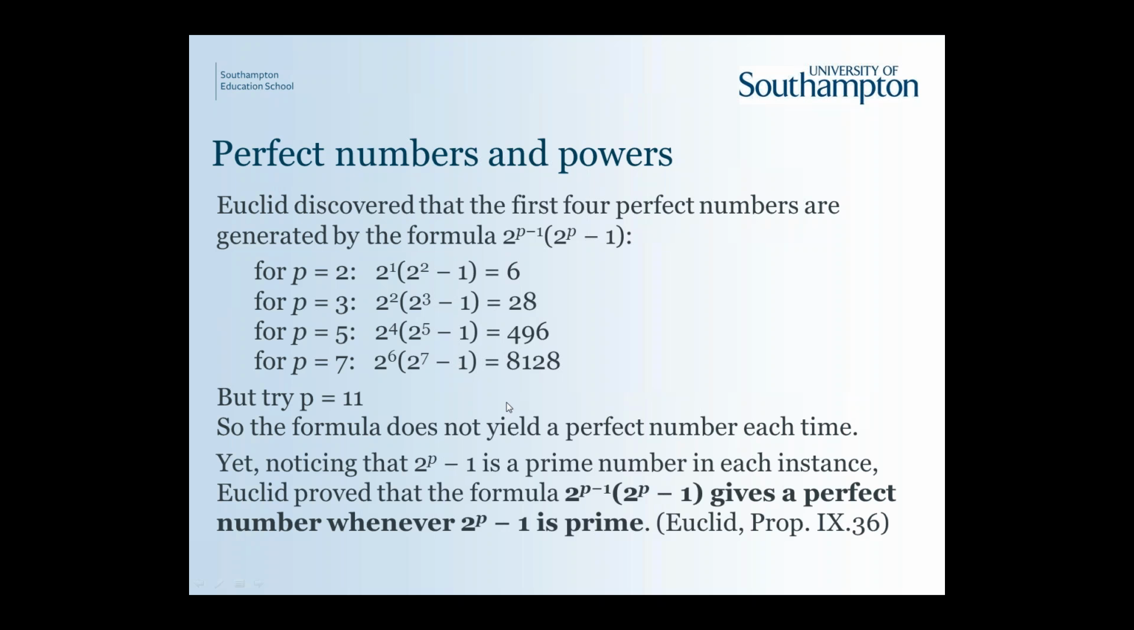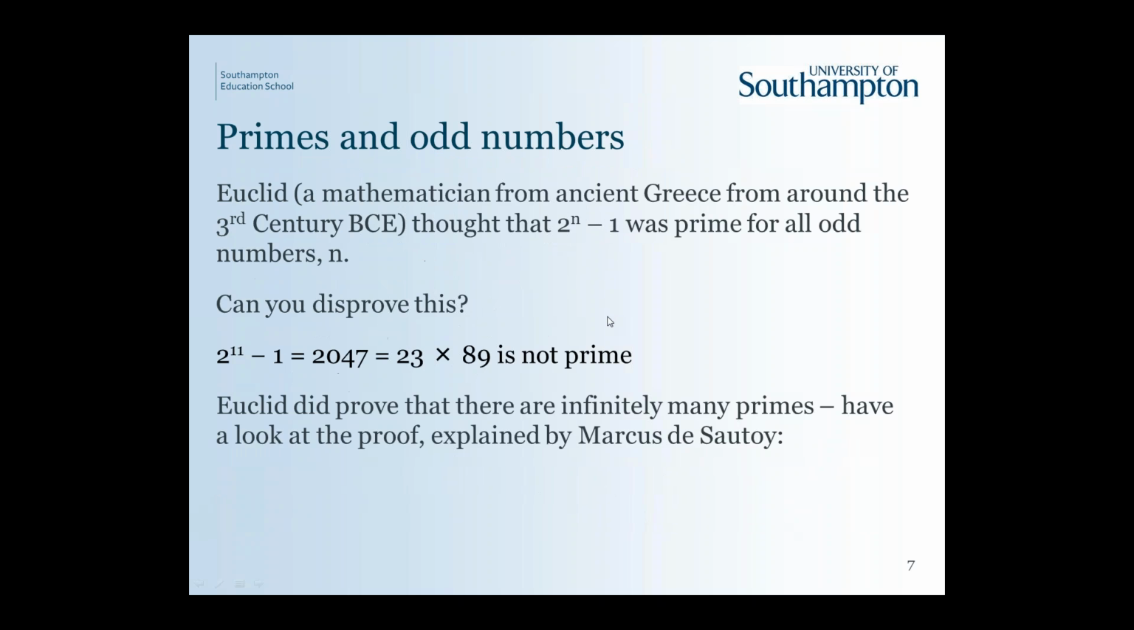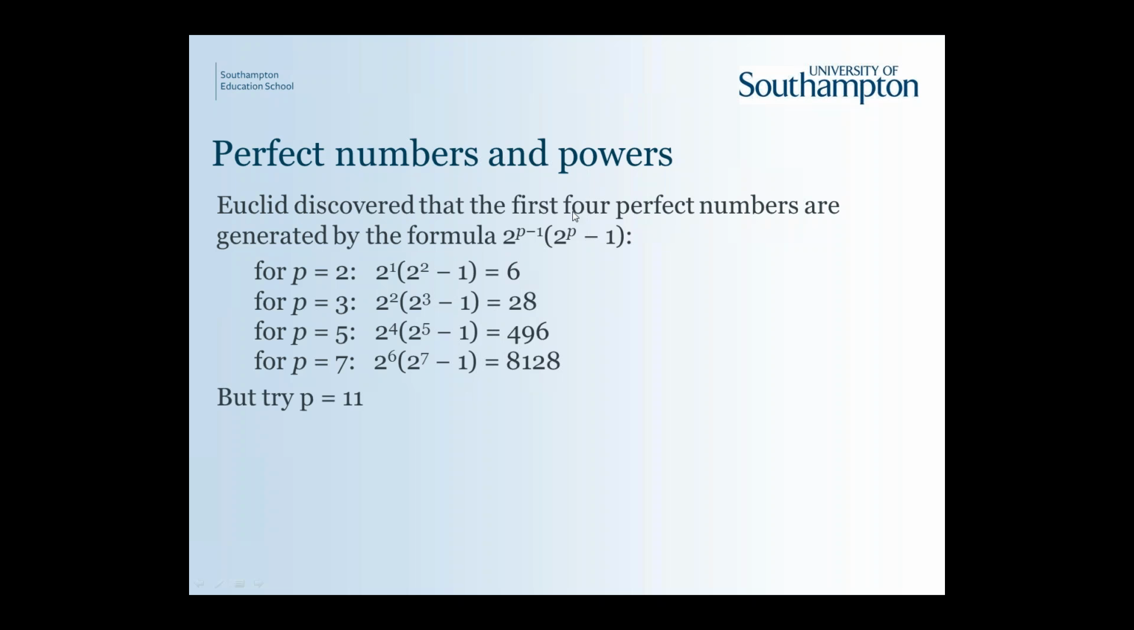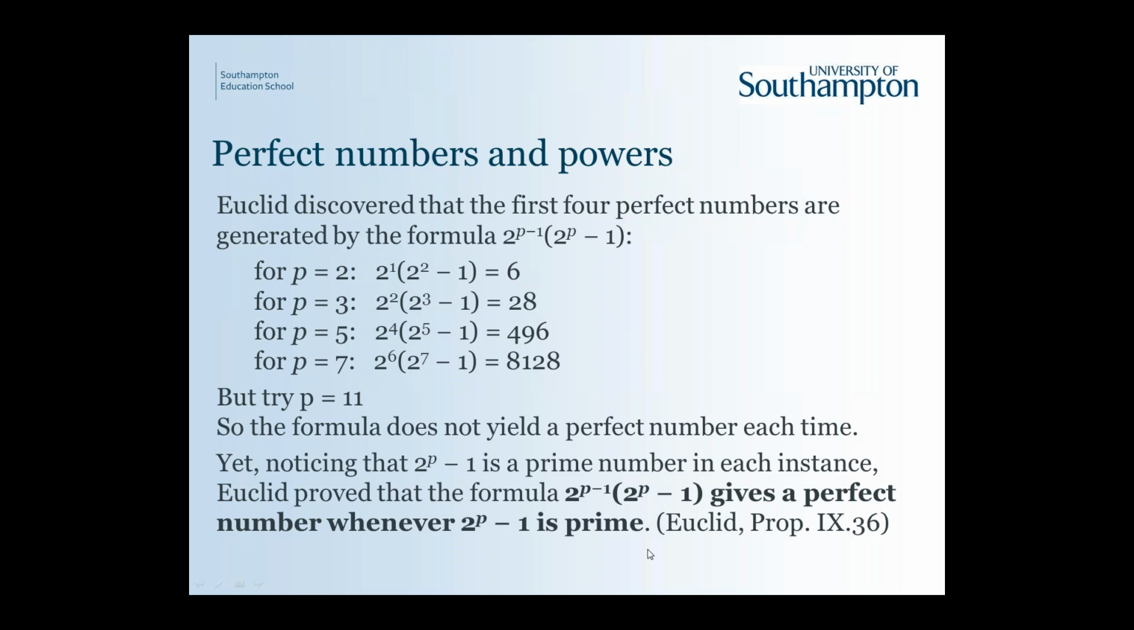So he then noticed that if this bit itself was a prime number, then you get a perfect number. So this bit in here has to be a prime number. And because 2 to the 11 minus 1, as we saw back here, is not prime, that's why it doesn't generate a perfect number. So if 2 to the 13 minus 1 is prime, then this formula should generate a perfect number. Anyway, that's just a little aside.